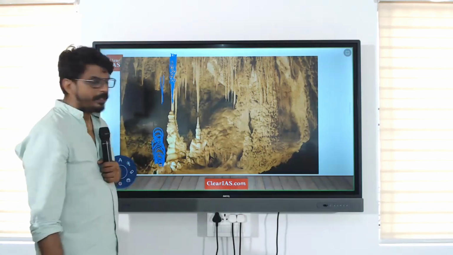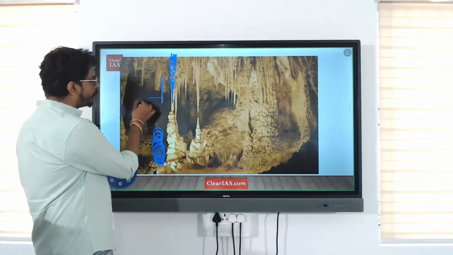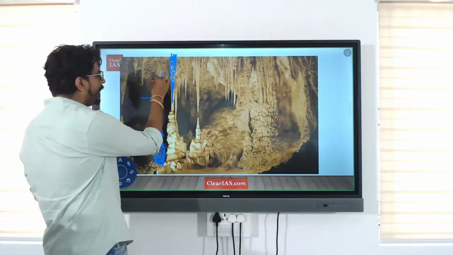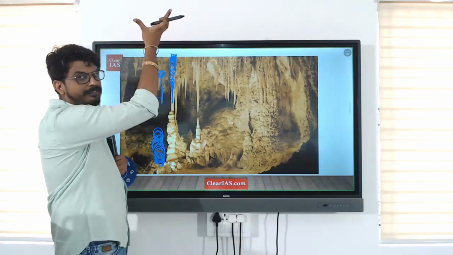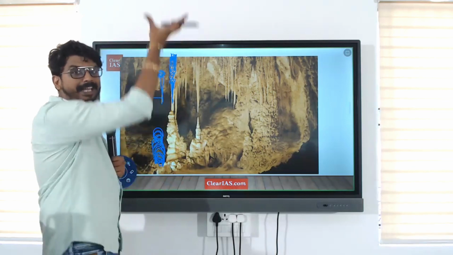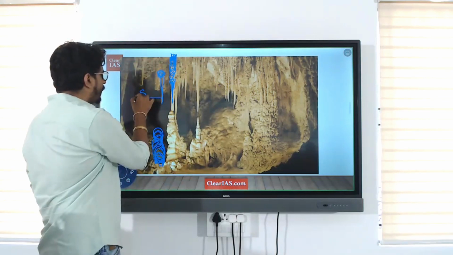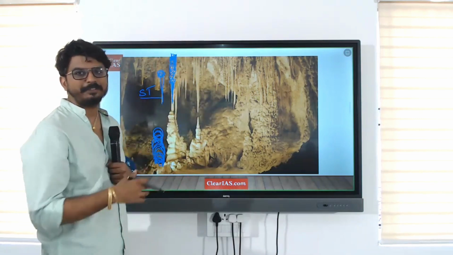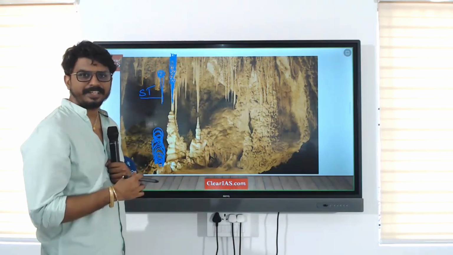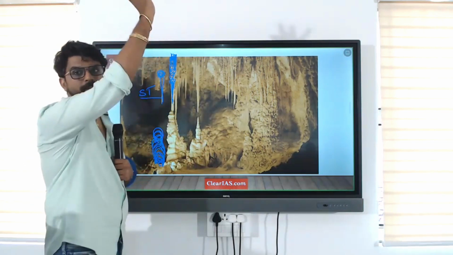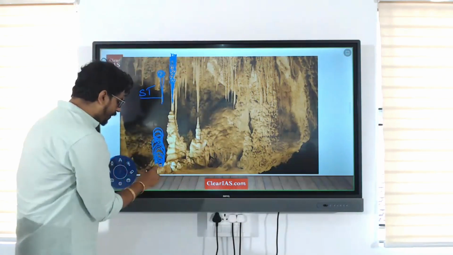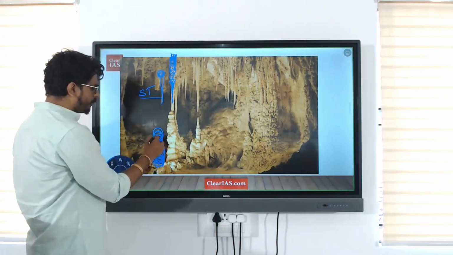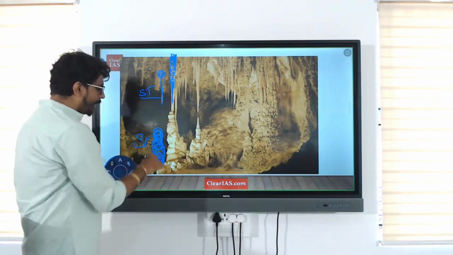So the structure that is forming from the top of the cave should be held tight to the cave. So it is called stalactite. It's not actually called that because of this, it's just a way to remember, I told. Okay? Stalactite should be held tight. And the structure from the bottom, which is formed, is called stalagmite.